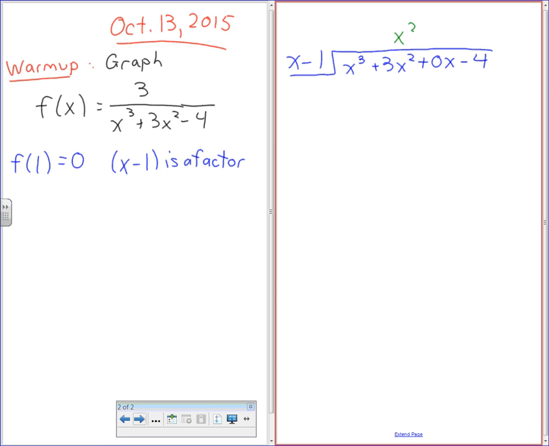Then what I'm going to do is I'm going to FOIL through and say, well, x times x squared is x cubed. Okay, and then negative 1 times x squared is negative x squared. Okay, so it just balances. Now what I'm going to do, of course, if you remember, think back, you just subtract them out.